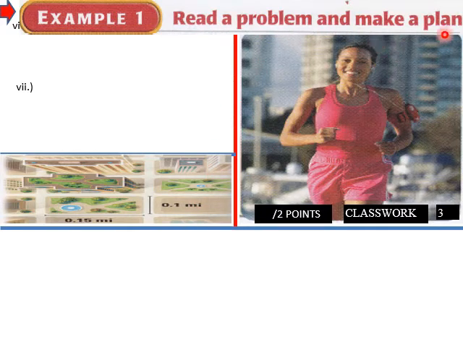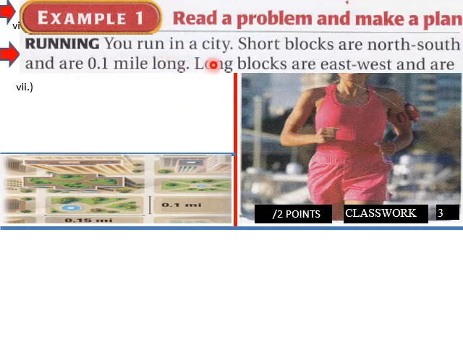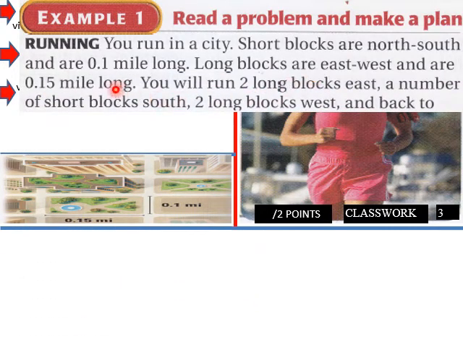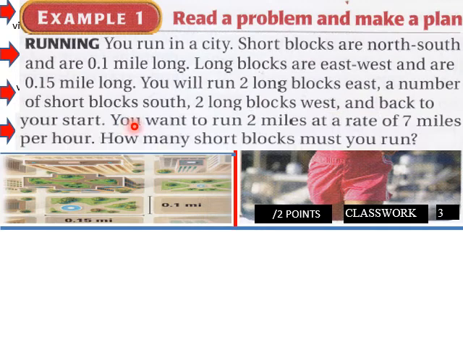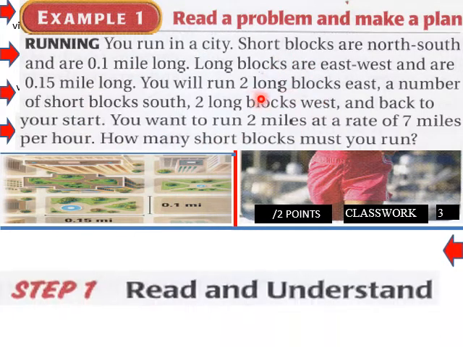Read a problem and make a plan. Example 1: you run in a city. Short blocks are north-south and are 0.1 mile long. Long blocks are east-west and are 0.15 mile long. You will run 2 long blocks east and a number of short blocks south, 2 long blocks west, and a number of short blocks back to your start. You want to run 2 miles at a rate of 7 miles per hour. How many short blocks must you run? Here is a diagram of this situation.